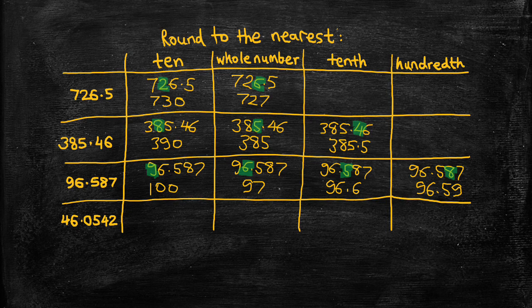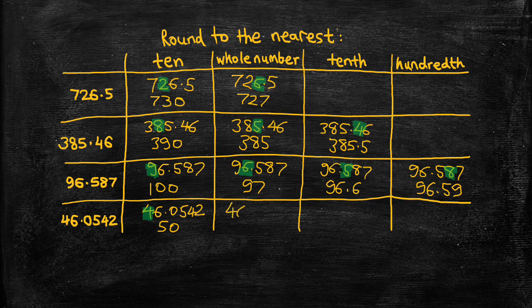Okay, so 4 more to do. Let's look at 46.0542. So hopefully you've got the idea now. We want to know whether to round the 4 up to a 5. The next digit over is a 6, so we'll round it up. There you go. So the answer is 50.